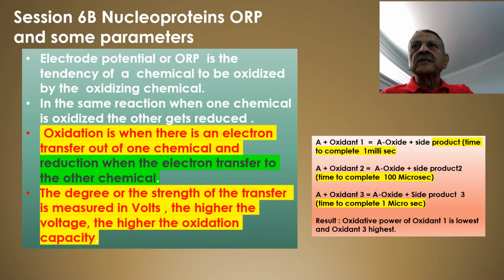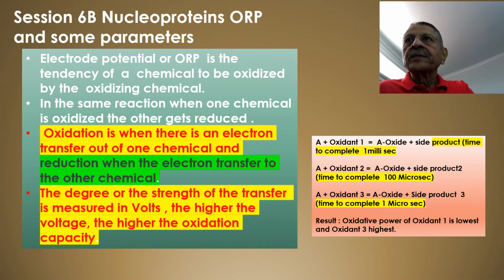I have simplified a little bit on the right with a diagram for you to understand that, for example, let us say A is a particular product that you want to oxidize, and you have an oxidant to oxidize A. So when you oxidize A with an oxidant 1, obviously the result will be A oxide, that is the oxide of A, and then you have a side product, which is whatever you get after the oxidant has given away its oxygen. The time to complete this reaction, let us say, is 1 millisecond. So this oxidant takes 1 millisecond for 1 unit.